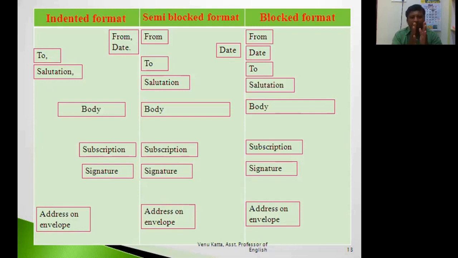And the letter must be written neatly, must be presented neatly in the answer booklet. All parts should be presented neatly, and they should appear on the left side.